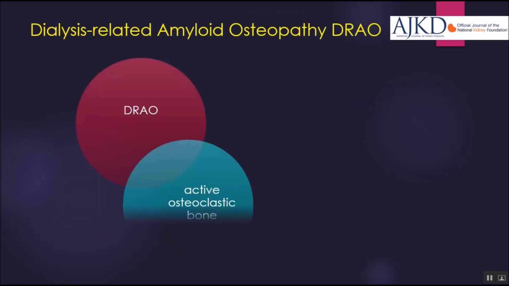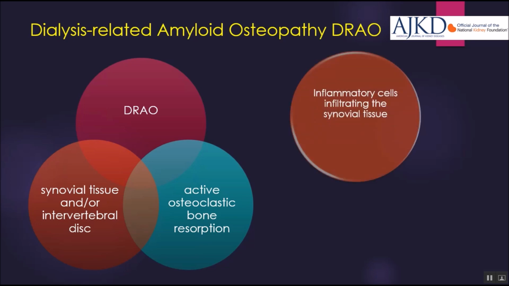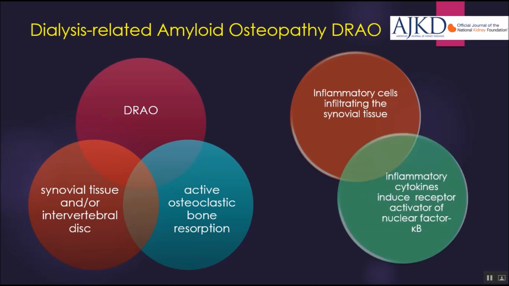So the dialysis-related amyloid histopathology shows active osteoclastic bone resorption and synovial tissue destruction. There are inflammatory cells infiltrating the synovium, preparing the joint for beta-2 microglobulin deposition.